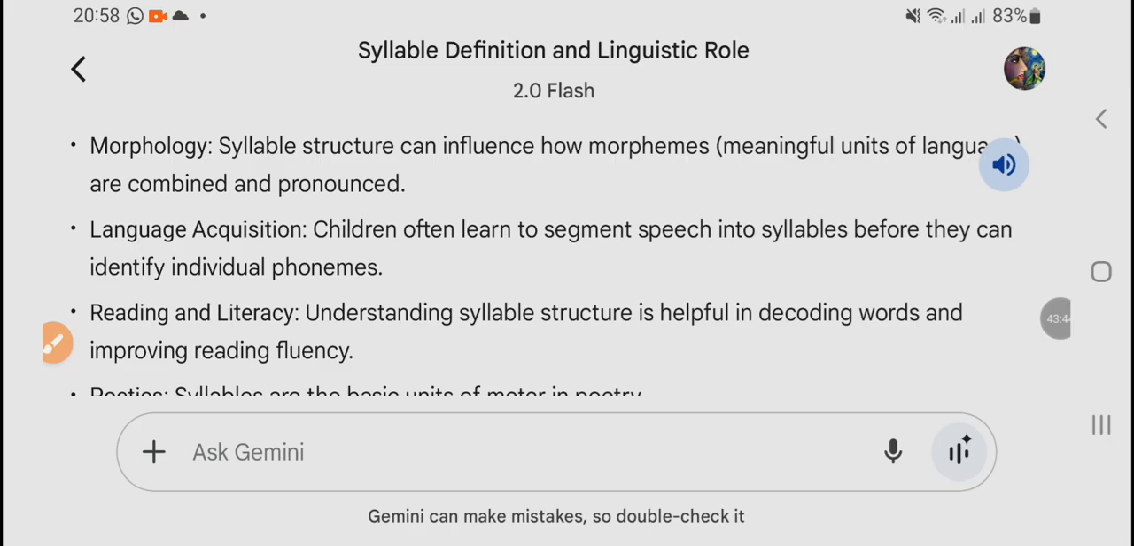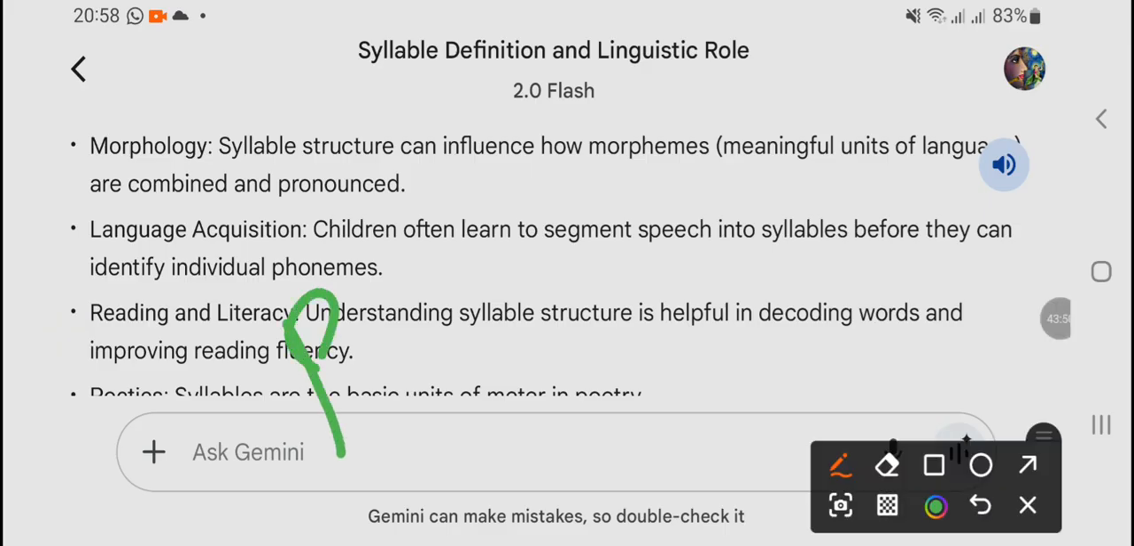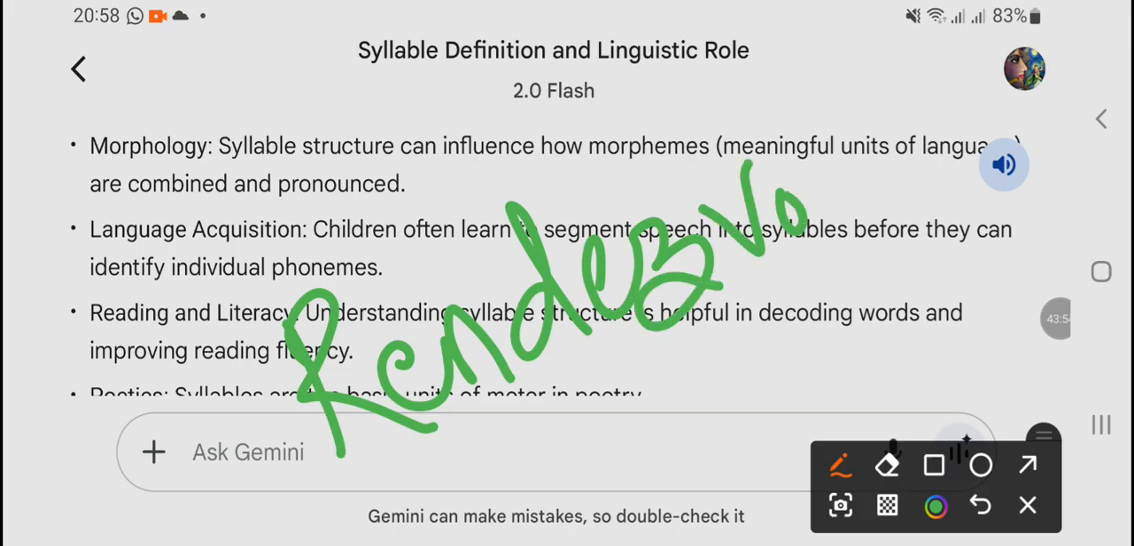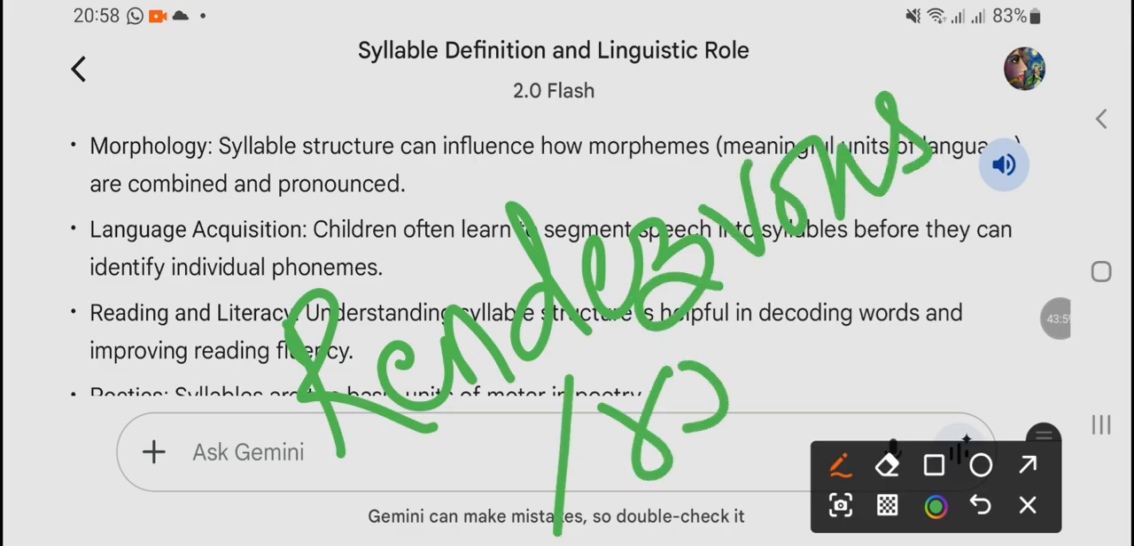Suppose I am pronouncing rendezvous. The spelling of rendezvous is very different from the phonetic transcription. So if I mispronounce it, definitely it will create a problem, right?